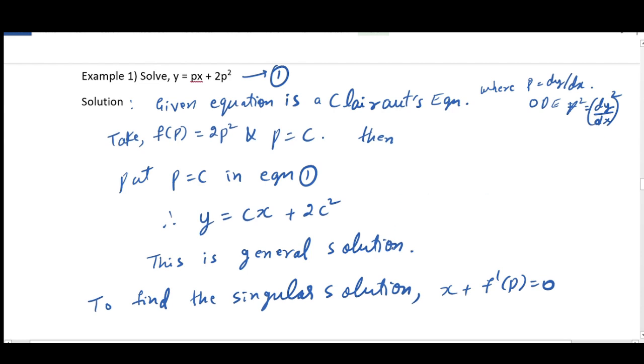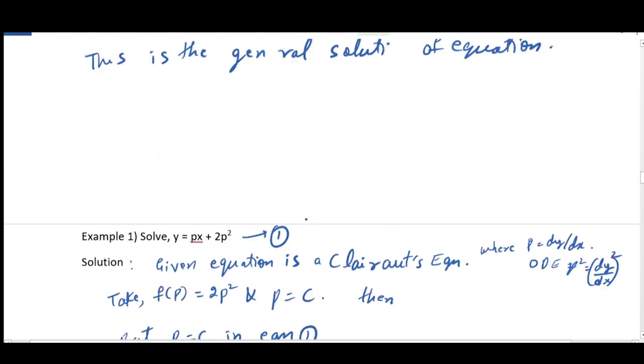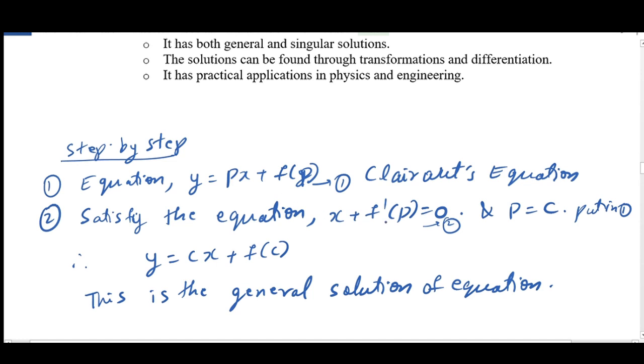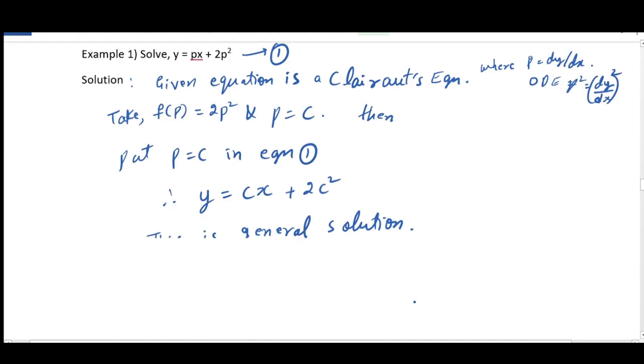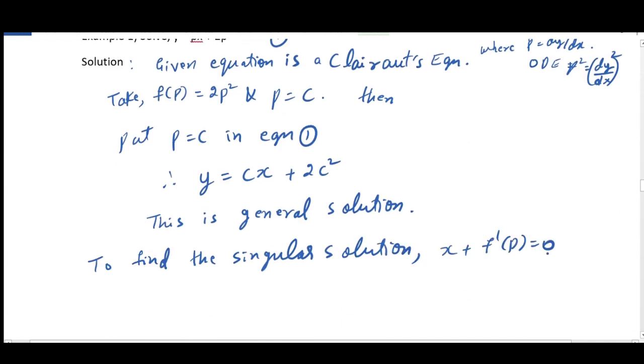To find the general solution, you will get 2 marks here, students. Remember, only p is equal to c directly becomes its general solution. But to find a singular solution, we have this step, that is x plus f dash of p is equal to 0. So you have to find equation 2 and 3. It will become the general solution of the equation and the singular solution. Okay, let us find it. x plus f dash of p is equal to 0.